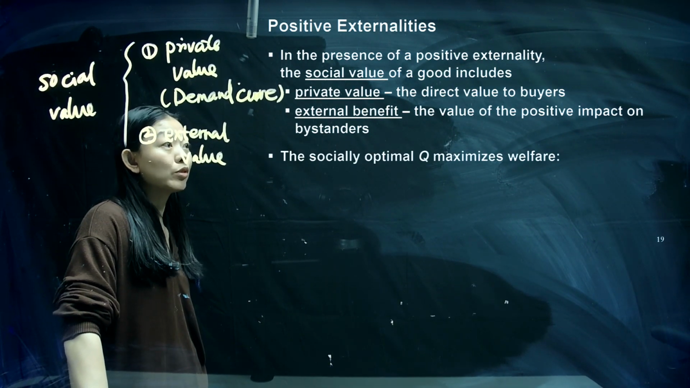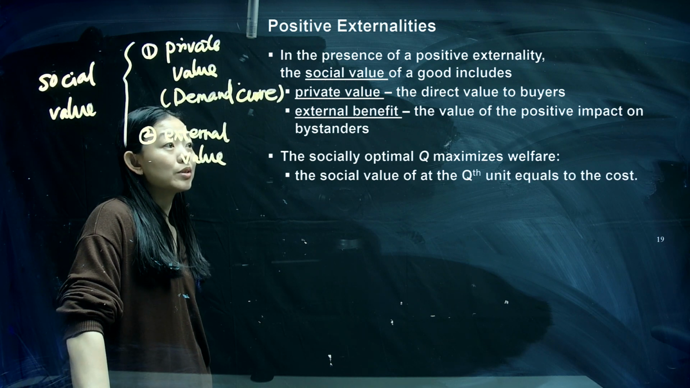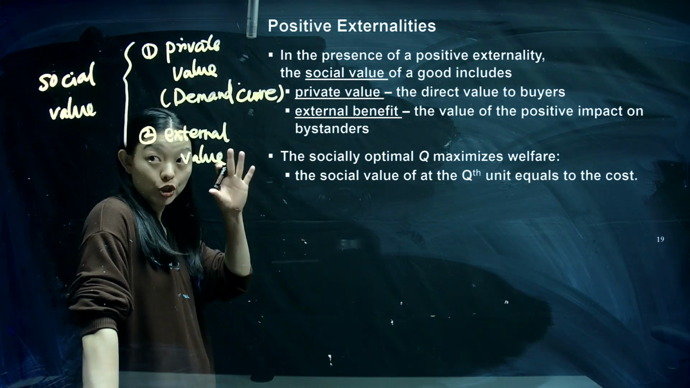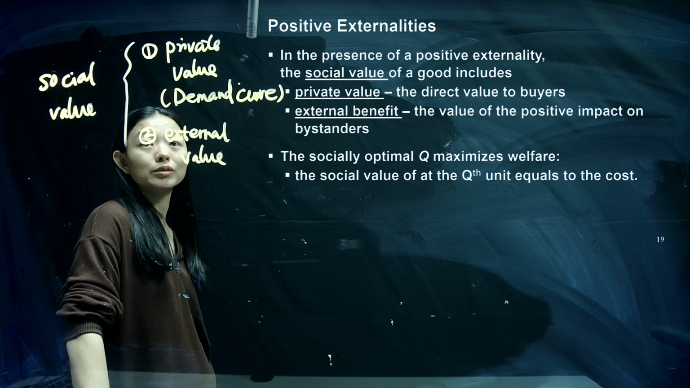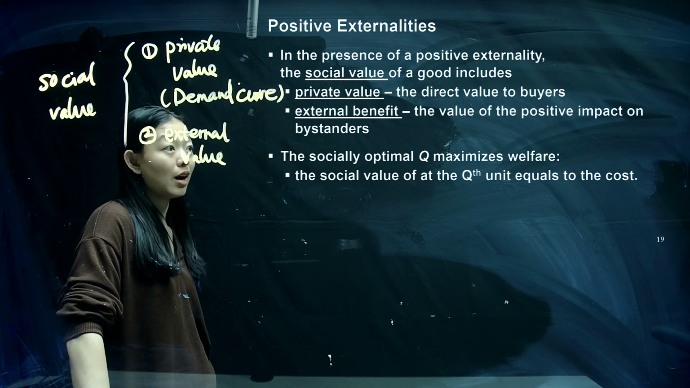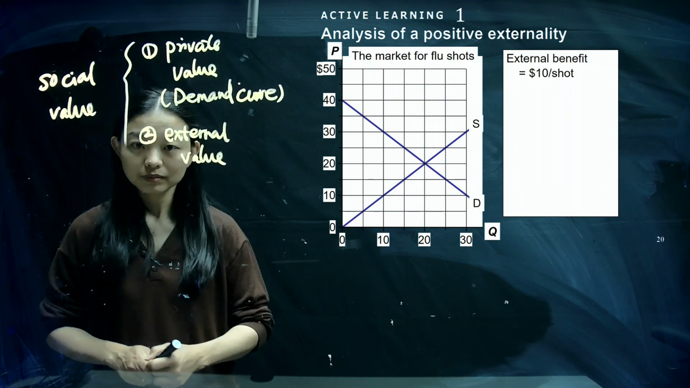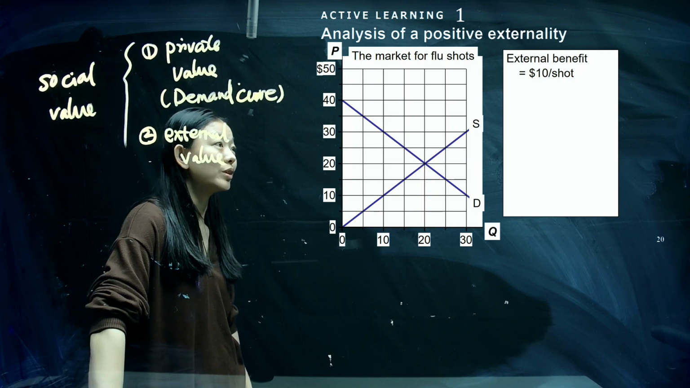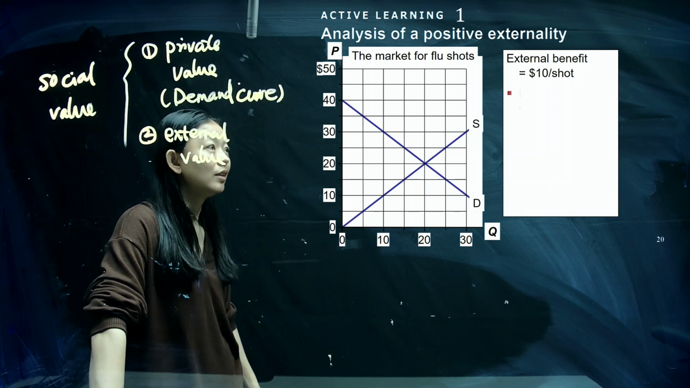And the social optimum Q can maximize welfare. So the social value at Q units will equal the total cost. So let's see the examples. This is the market for fruit shorts. You can have the demand and supply.